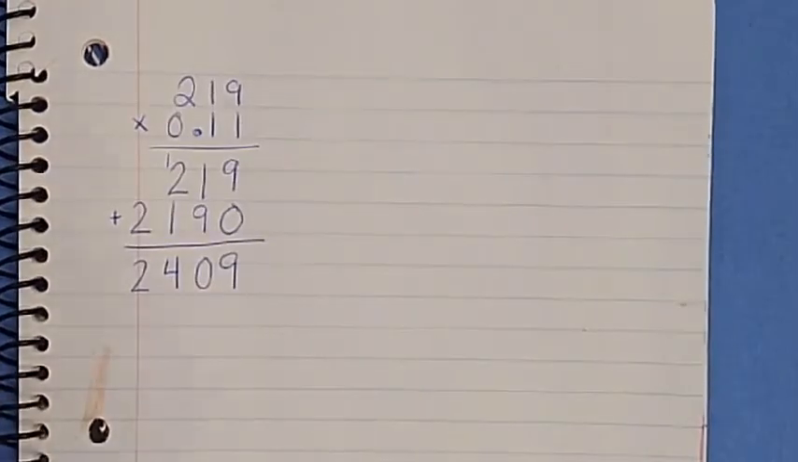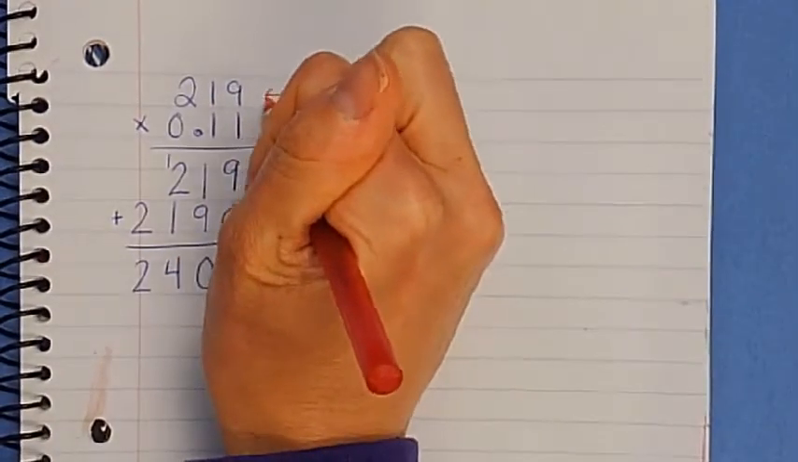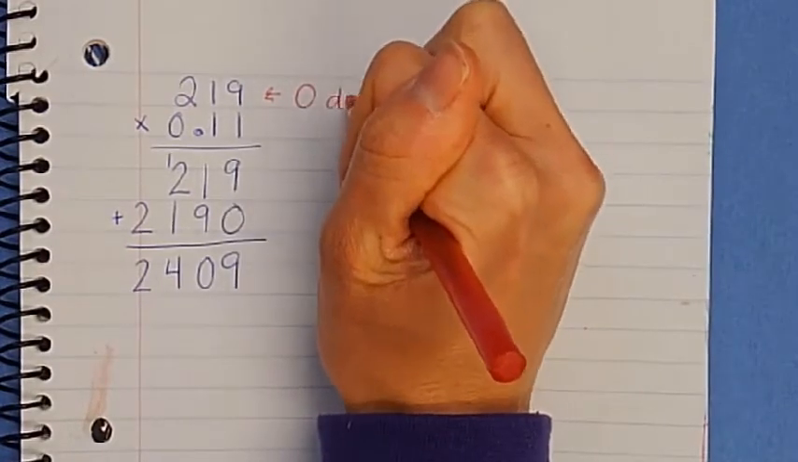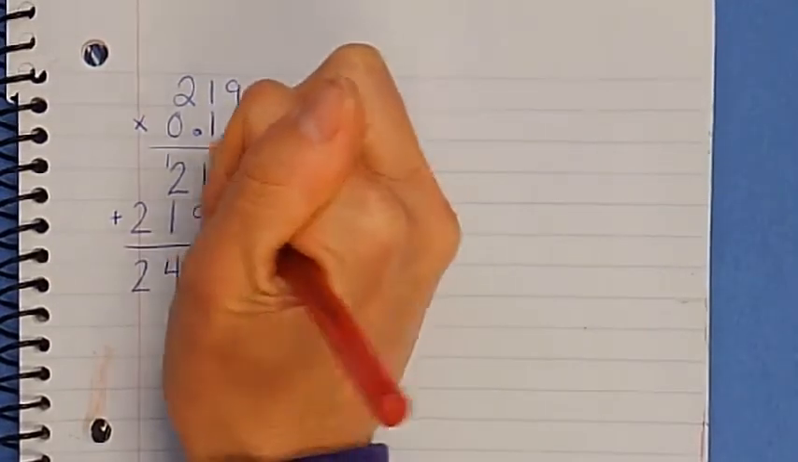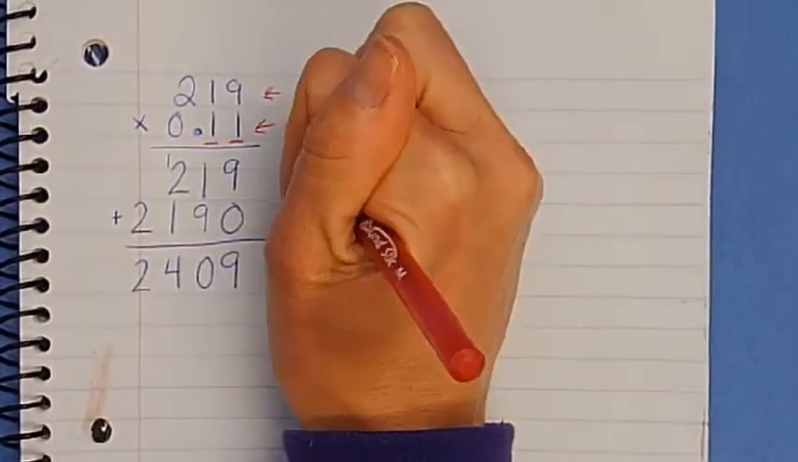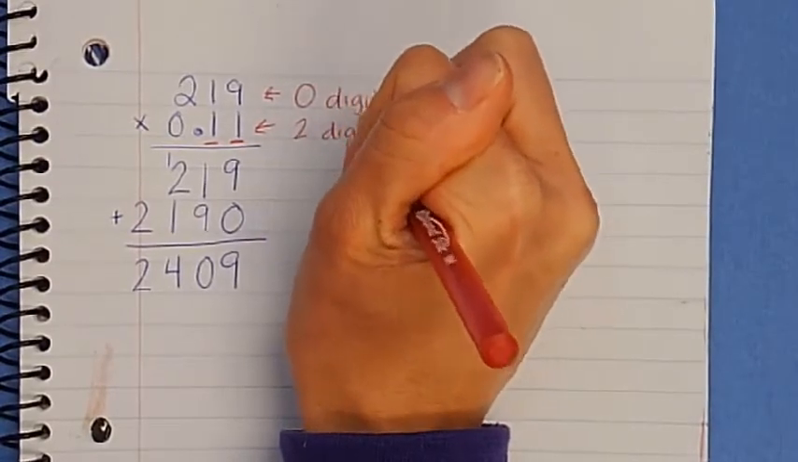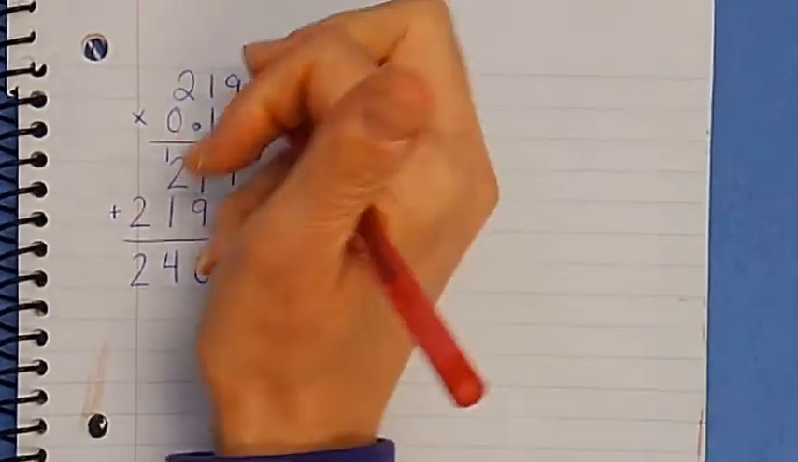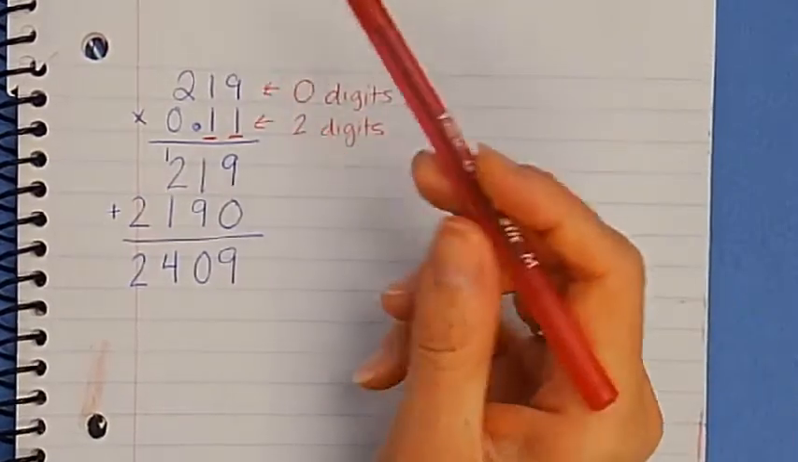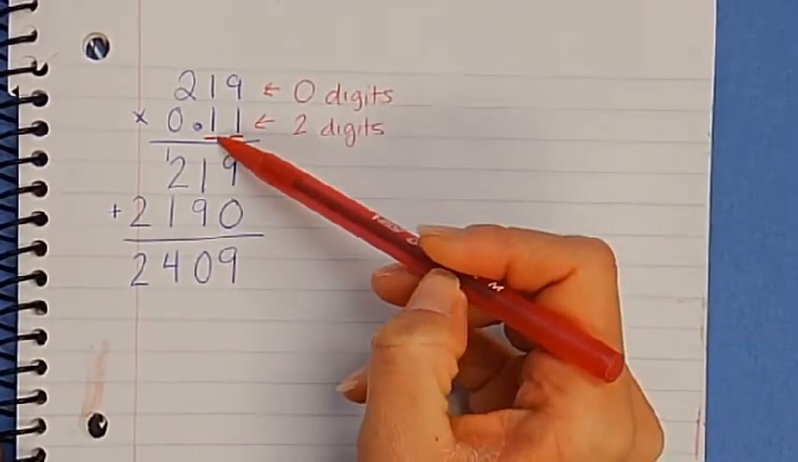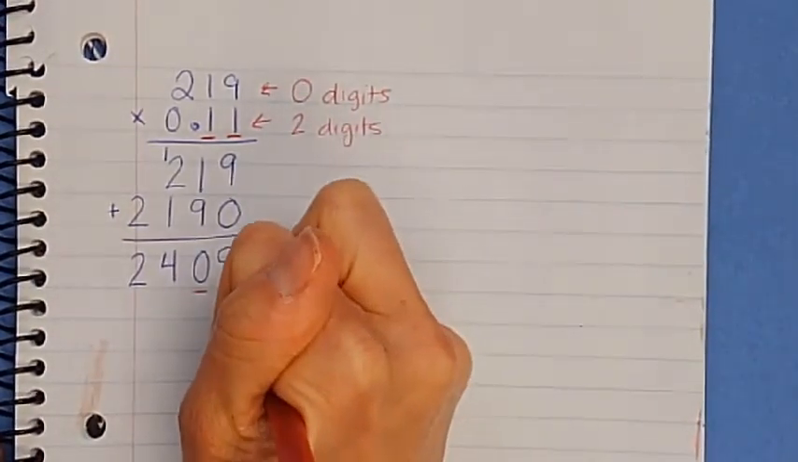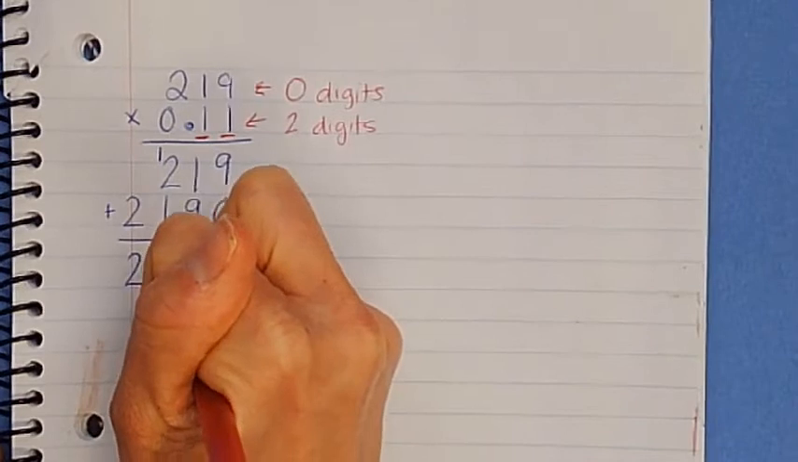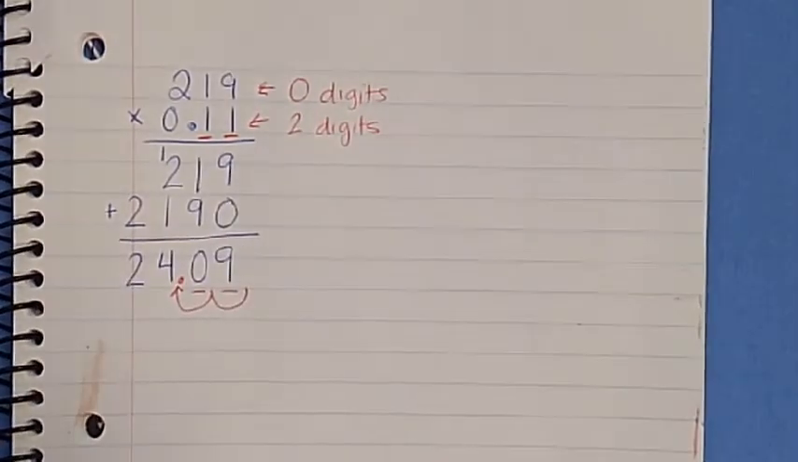Now I'm going to go ahead and count up the decimal points. So I have 0 decimal points, or 0 digits, in this factor, 219. And I see I have 2 digits behind the decimal point in this factor. I always think that underlining them is a great method because then you can really see that you have 2 digits. So now I need to have 2 digits in my product, which is moving the decimal point 2 places over to the left. So my answer is 24 9/10.